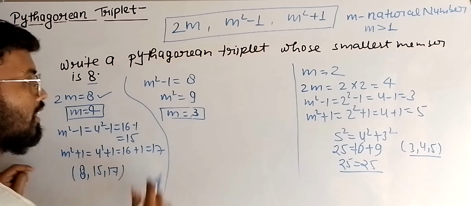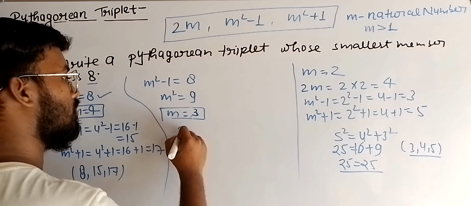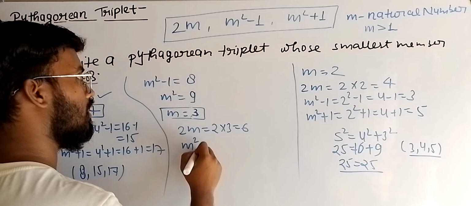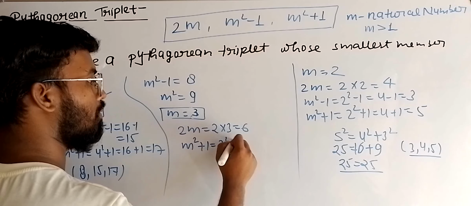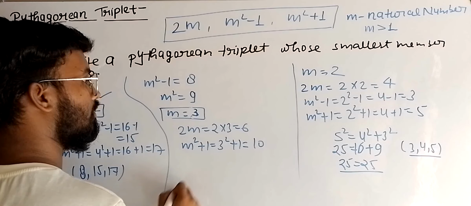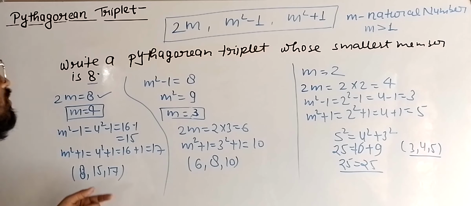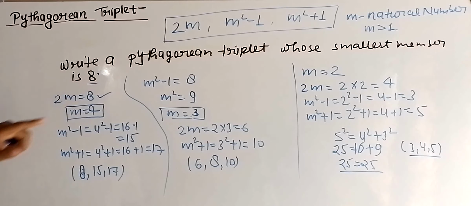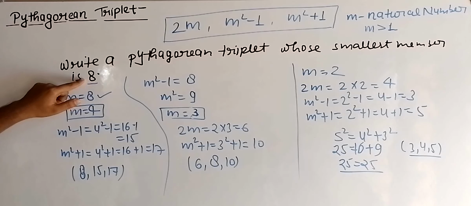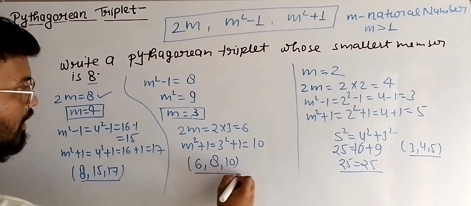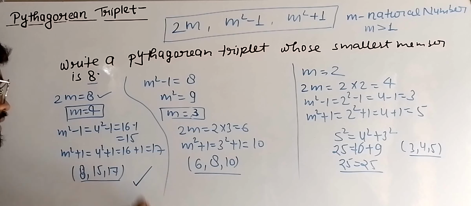Now when we take m equal to 3, then 2m will be 2 into 3, that means 6, and m square plus 1 will become 3 square plus 1, that is 9 plus 1, 10. That means from here we are getting 6, 8 and 10. Here in this question it was asked that the smallest number will be 8. So here we are saying that 8 is the smallest number, but in this condition 8 is not the smallest number. So our correct answer is this one, not this one. Please keep it in your mind.